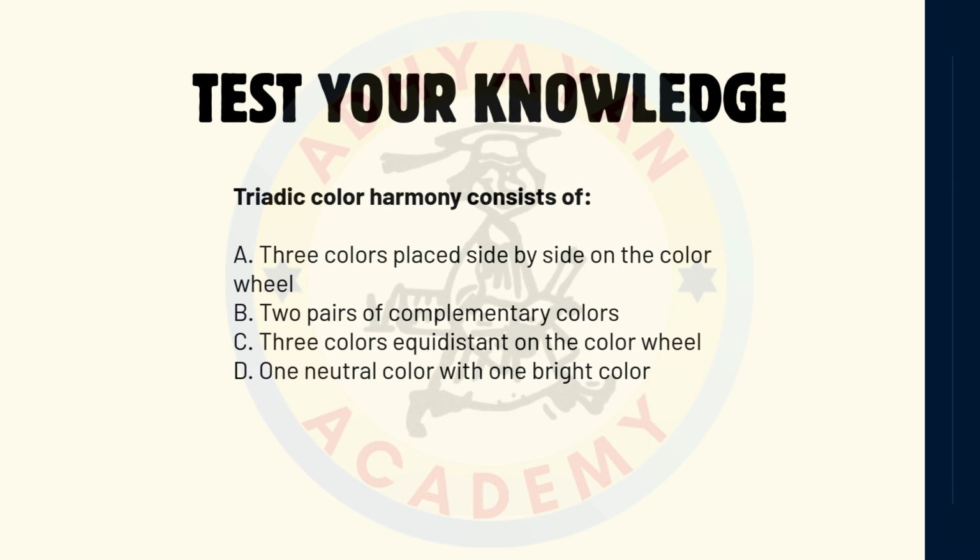Triadic color harmony consists of: A. 3 colors placed side by side on the color wheel. B. 2 pairs of complementary colors. C. 3 colors equidistant on the color wheel. D. 1 neutral color with 1 bright color.